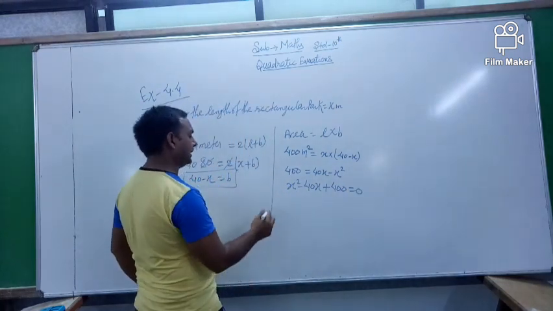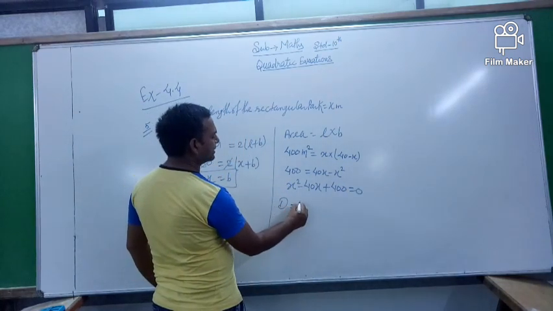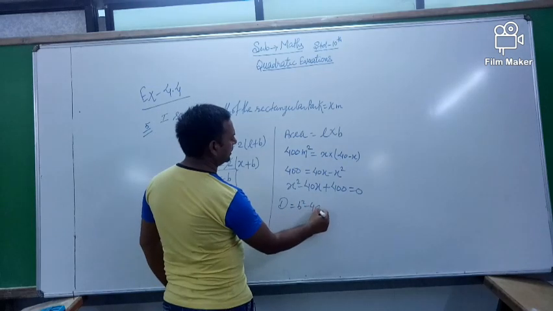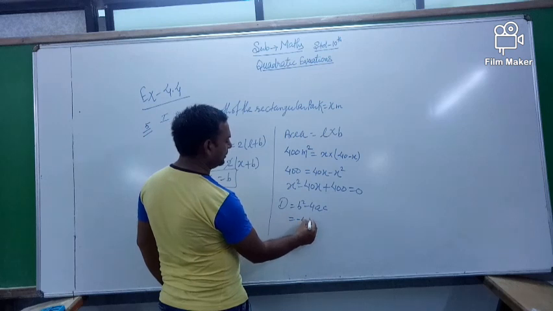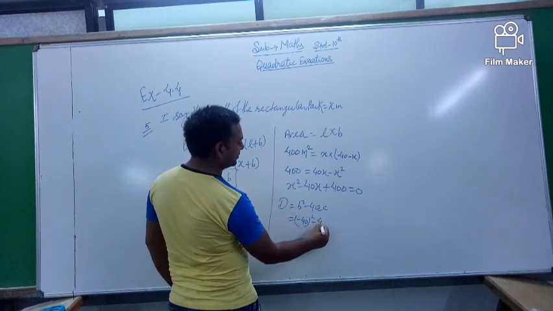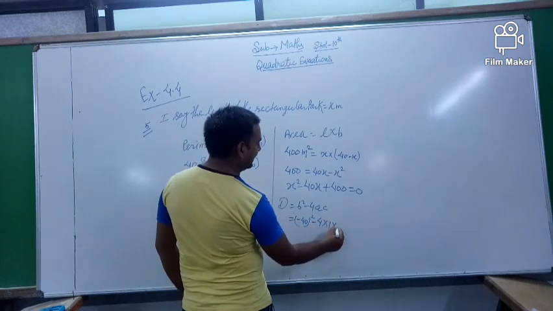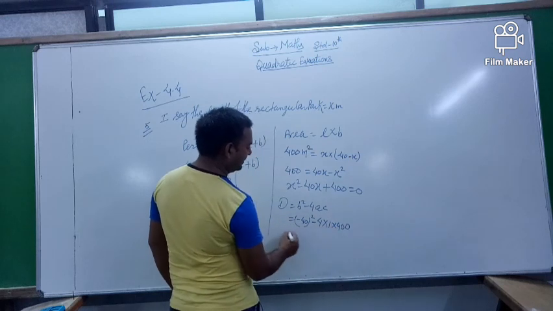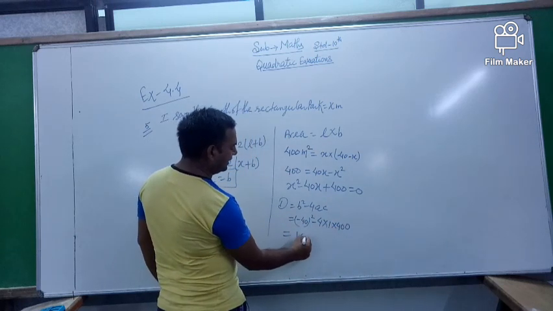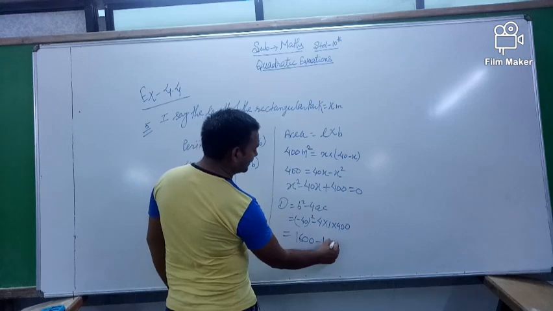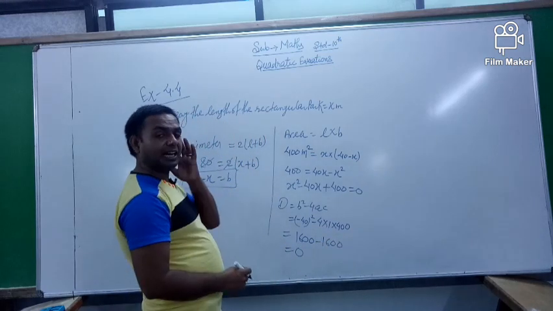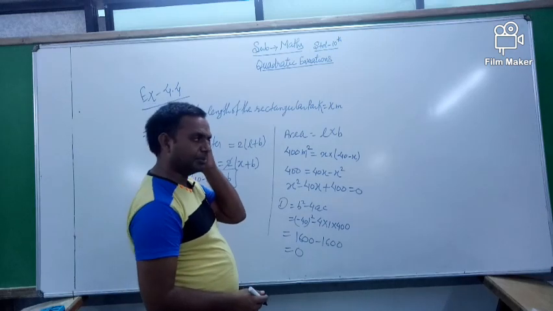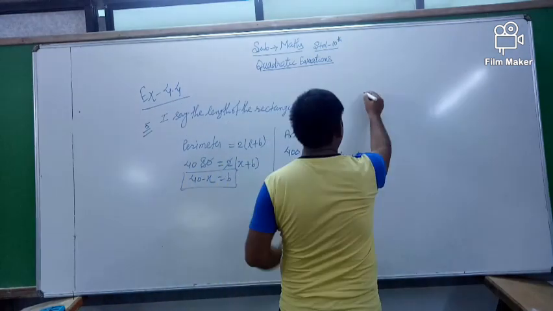First you find the value of D. D is equal to b square minus 4ac. Here b is minus 40, whole square, minus 4, where a is equal to 1 and c is equal to 400. So it is 1600 minus 1600, that is equal to 0. It means the roots are real and equal.